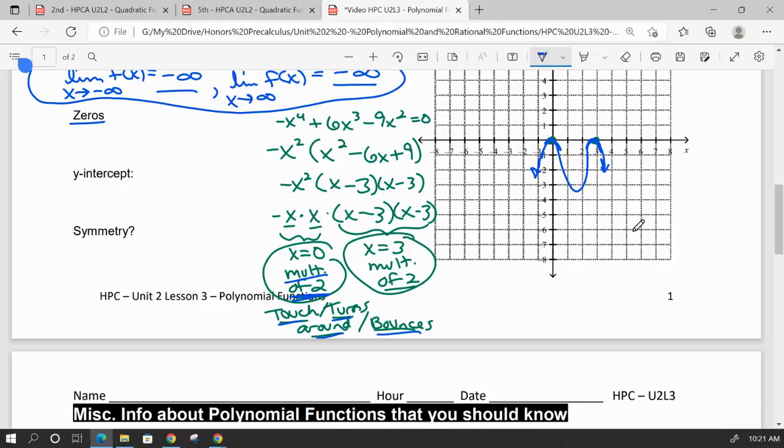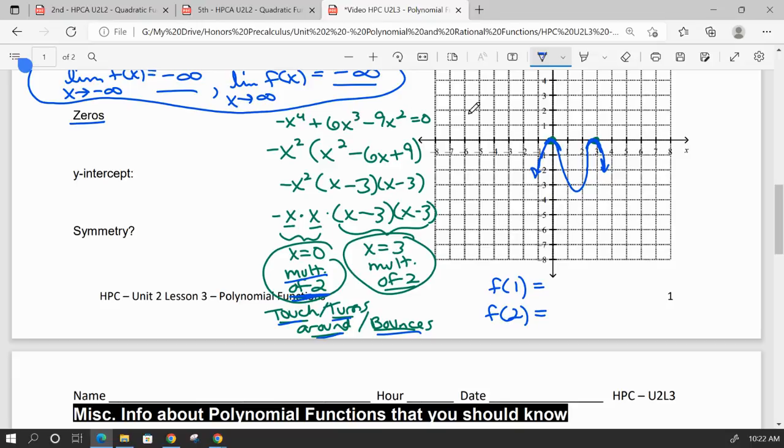All right, but again, if you wanted a little bit more accurate graph, you can put it in your graphing calculator, or you can substitute f of 1 into the function and f of 2 into the function. Actually, let me go ahead and do that.